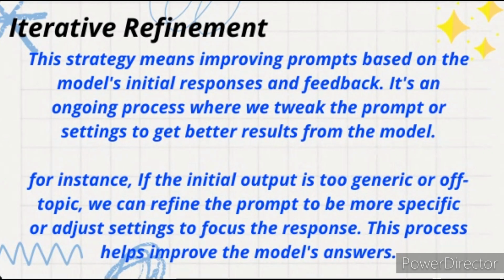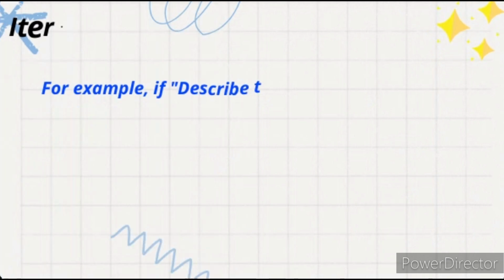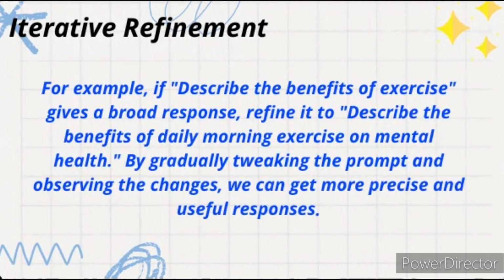For instance, if the initial output is too generic or off-topic, we can refine the prompt to be more specific or adjust settings to focus the response. This process helps to improve the model's answer. For example, if "describe the benefits of exercise" gives a broad response, refine it to something maybe like "describe the benefits of daily morning exercise on mental health." By gradually tweaking the prompt and observing the changes, we can get more precise and useful responses.